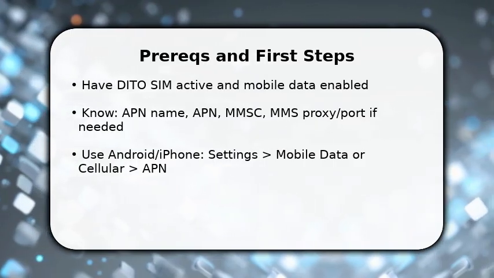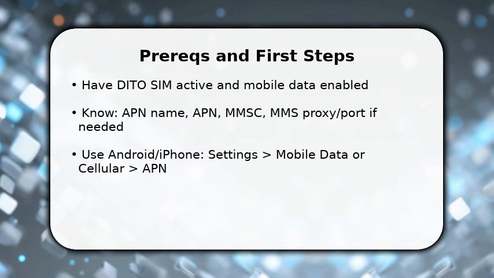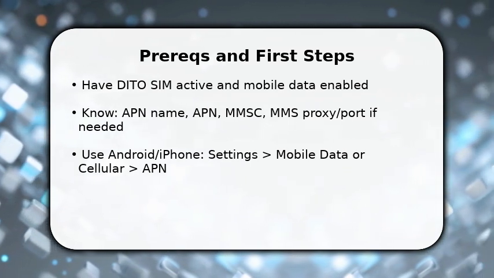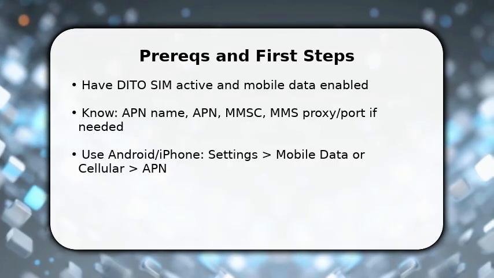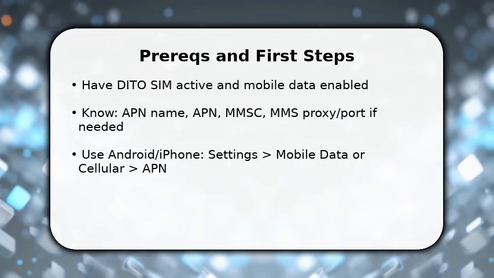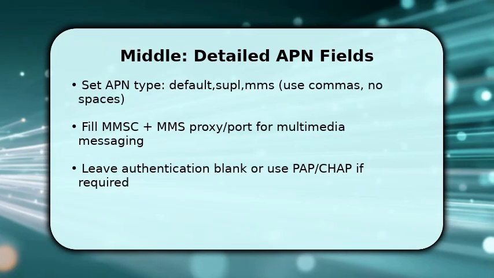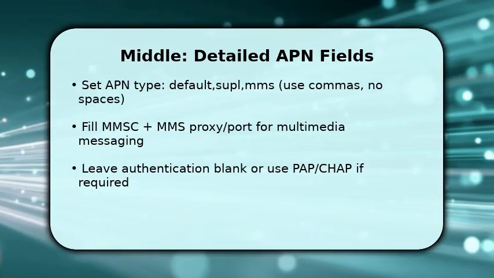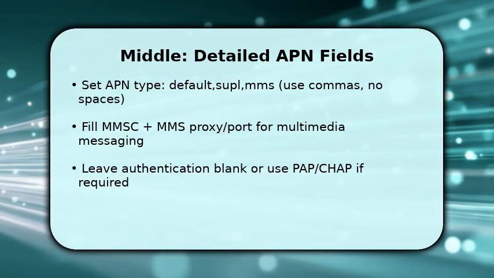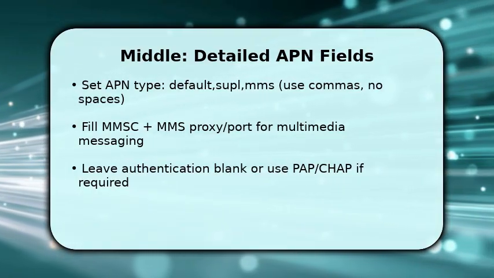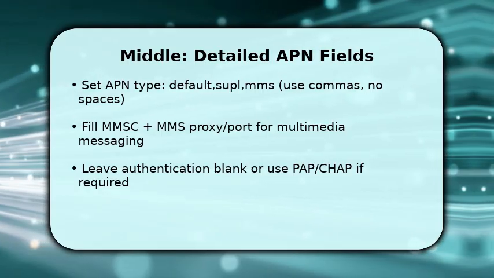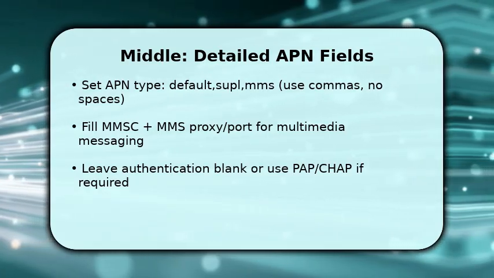Once the basic fields are filled, save the new APN profile and select it so the device will try to use it immediately. Now complete the detailed fields that make data and MMS work. For APN type, enter default, SUPL, MMS if you want both internet and MMS, commas separate types. Paste the MMSC URL and set MMS proxy and port exactly.